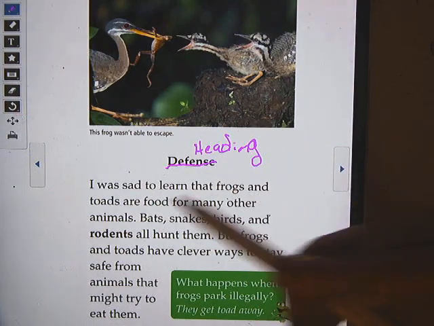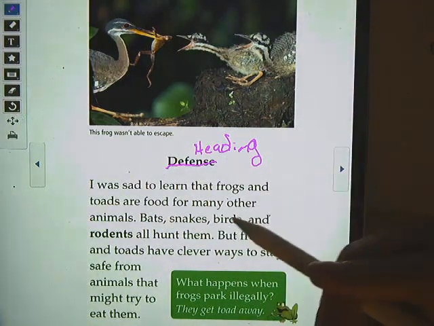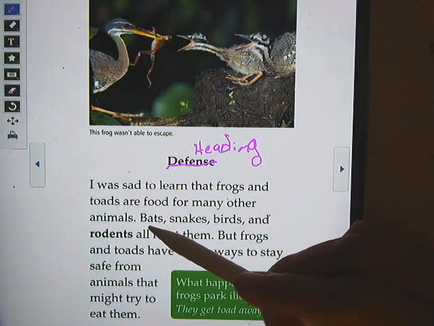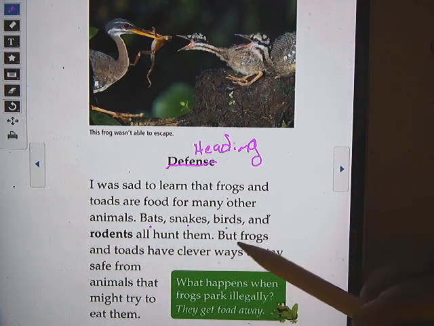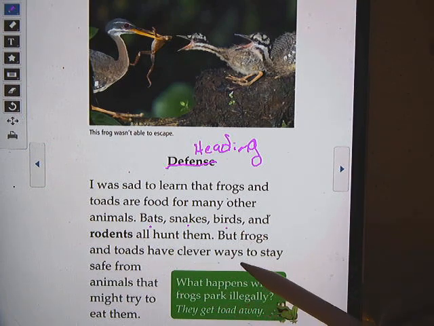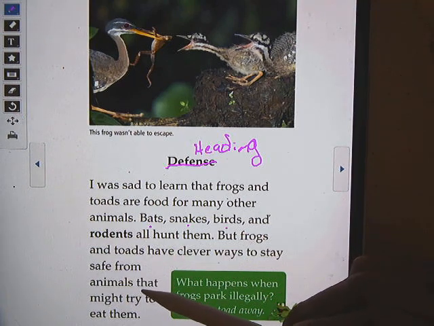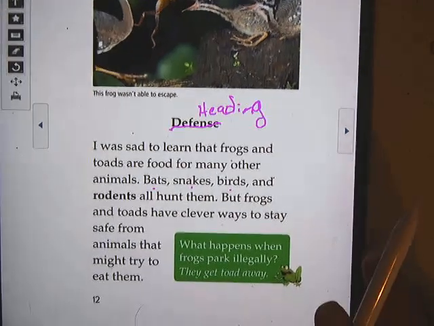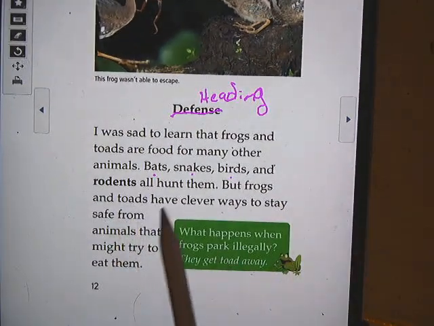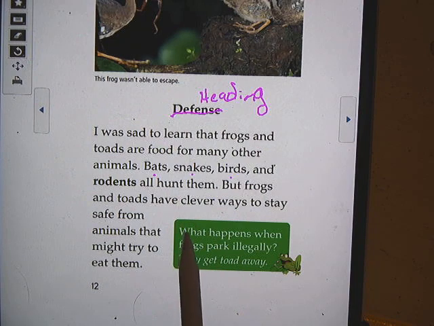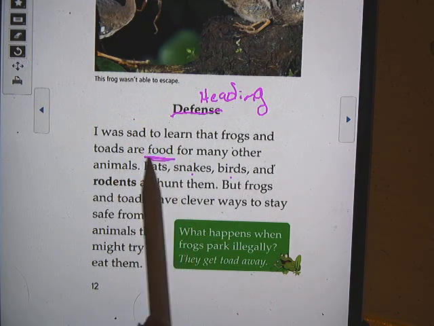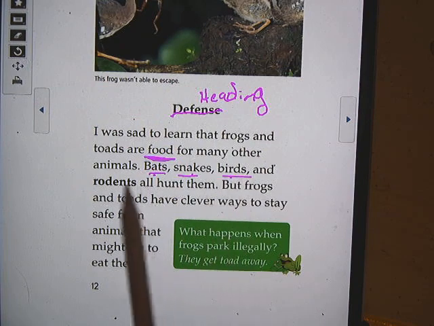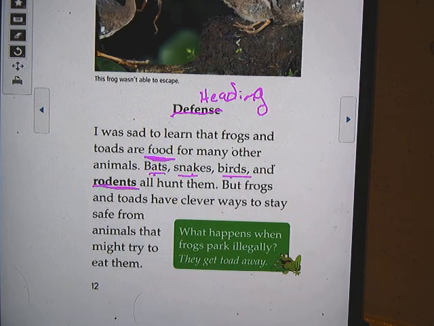I was sad to learn that frogs and toads are food for many other animals. Bats, snakes, birds, and rodents all hunt for them. But frogs and toads have clever ways to stay safe from animals that might try to eat them. All right. So we know that they are prey. That means they're food for bats, snakes, birds, and rodents. Rodents are like your mice and anything that's related to mice.